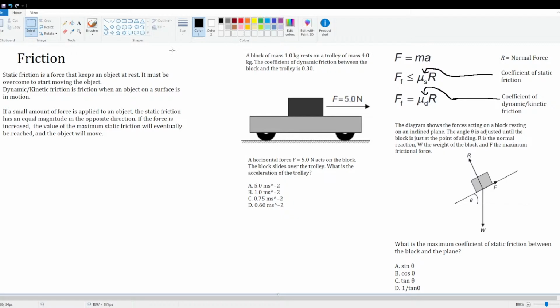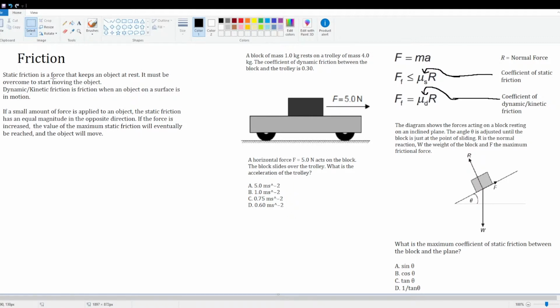Hey guys, and welcome to Physics 101. Today, the topic we are going to cover is friction. Friction comes in two forms, static friction and dynamic friction. So we're going to start just by reading these descriptions over here.